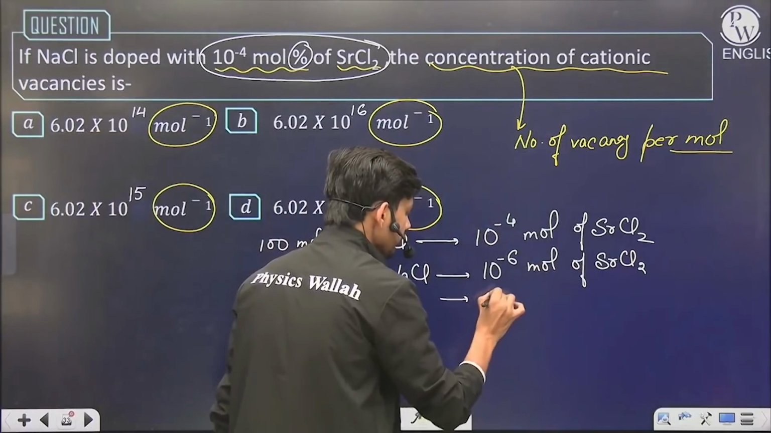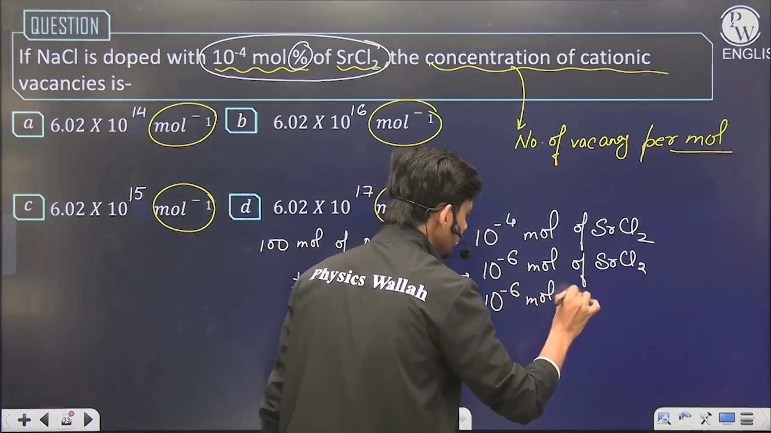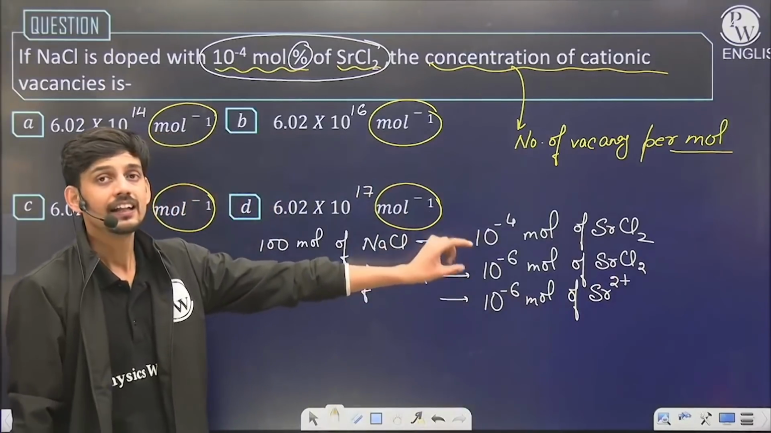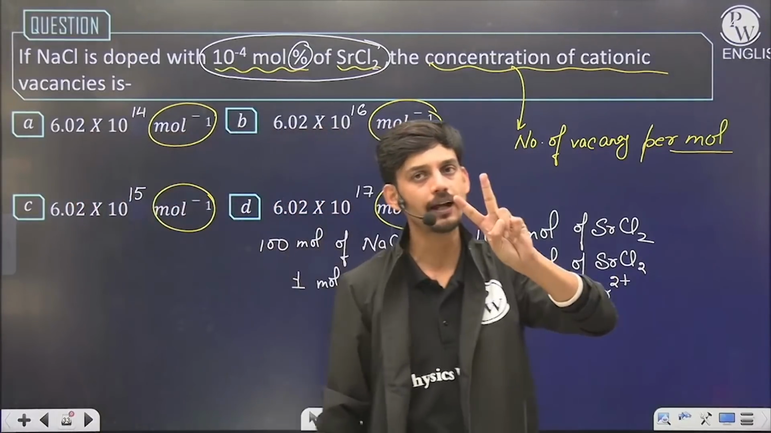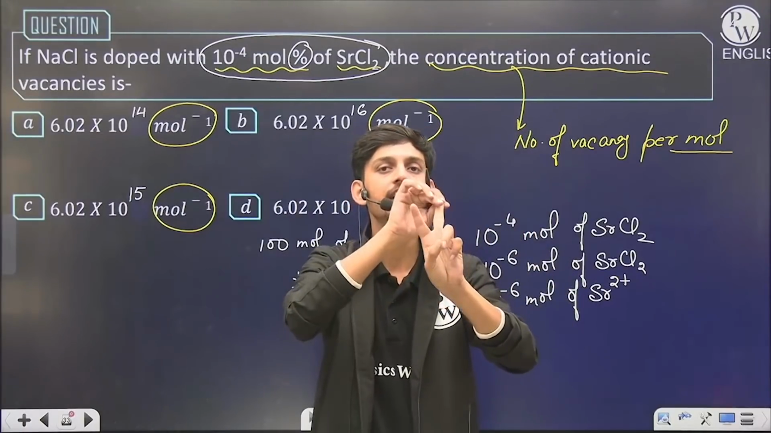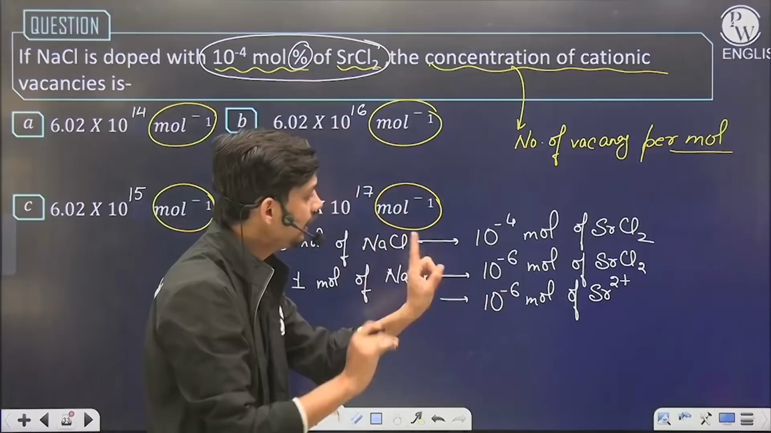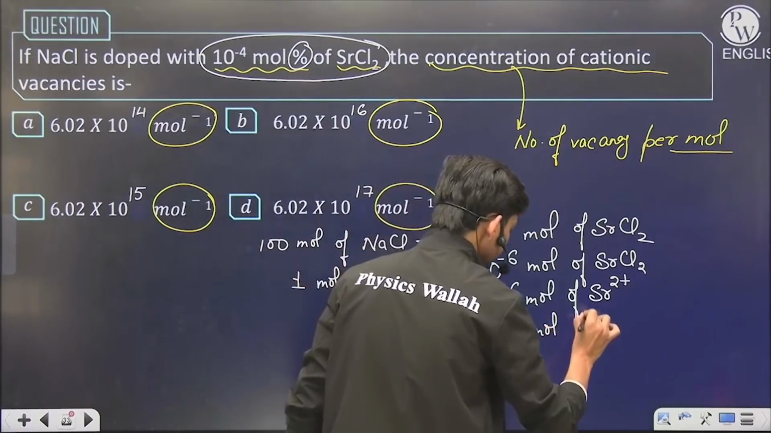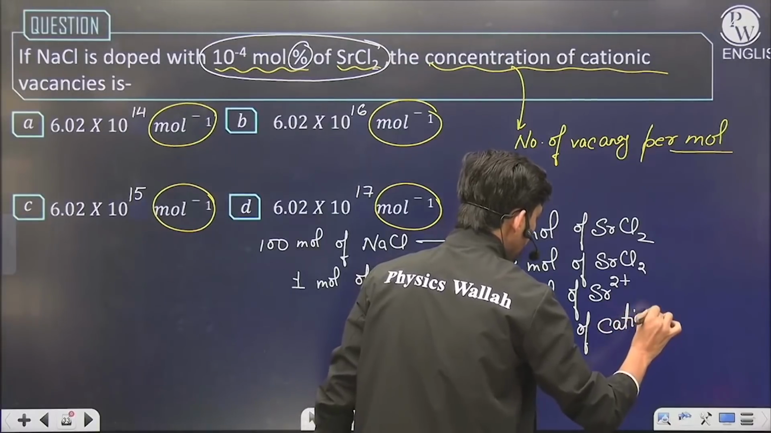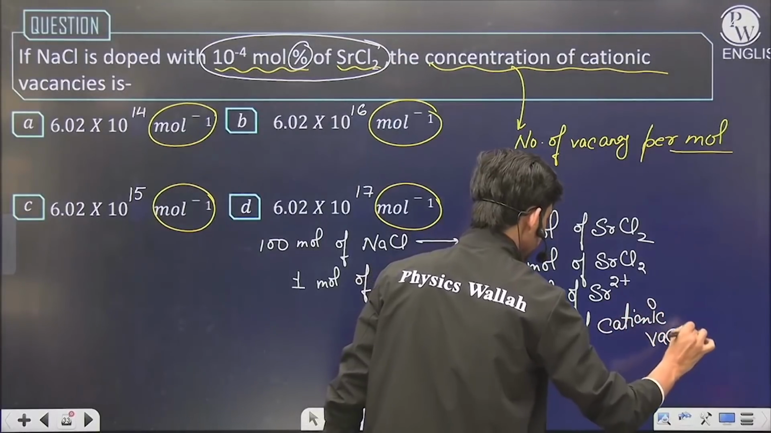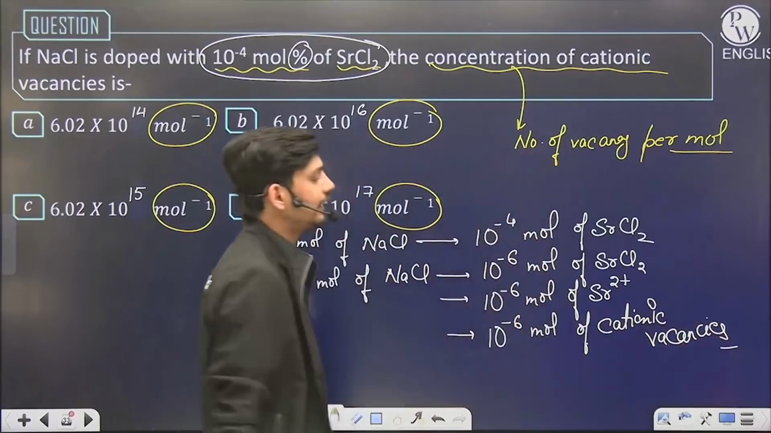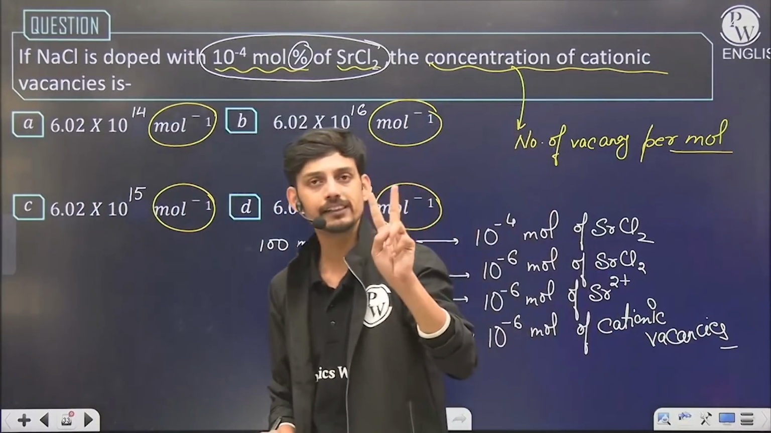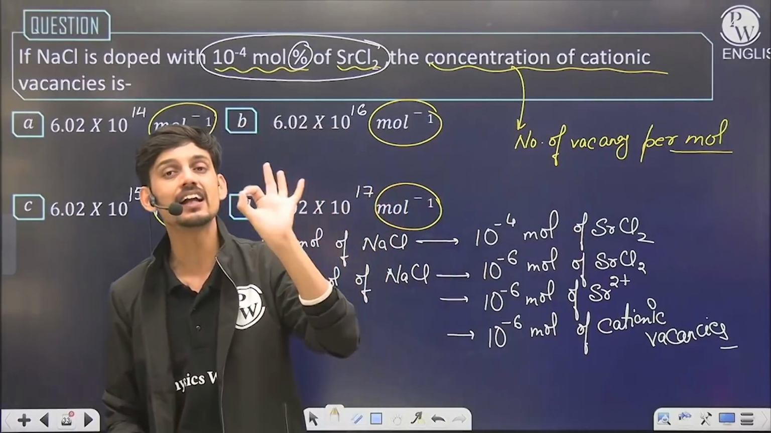I can also say 10 to the power minus 6 mole of strontium ion will be there. And now, as I have said earlier, each strontium ion will replace 2 sodium ions. One space it will occupy by itself, and in the other space there will be a vacancy. So each strontium ion will create one cationic vacancy. So that means 10 to the power minus 6 mole of cationic vacancies will be there, because each strontium ion is creating 2 spaces. One space is being occupied and the other space is empty.